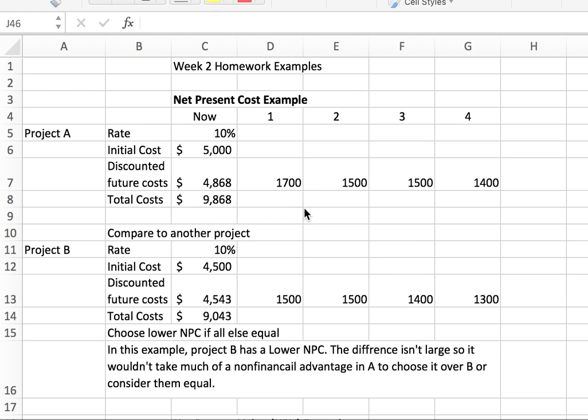A few things that we talked about last night. I've cleaned up this spreadsheet a little bit from my examples. It'll be a little easier for you to follow. So we're just going to walk through week 2 homework examples.